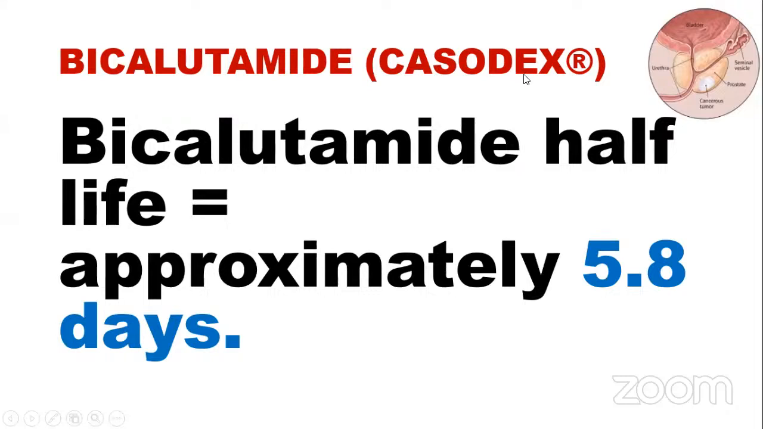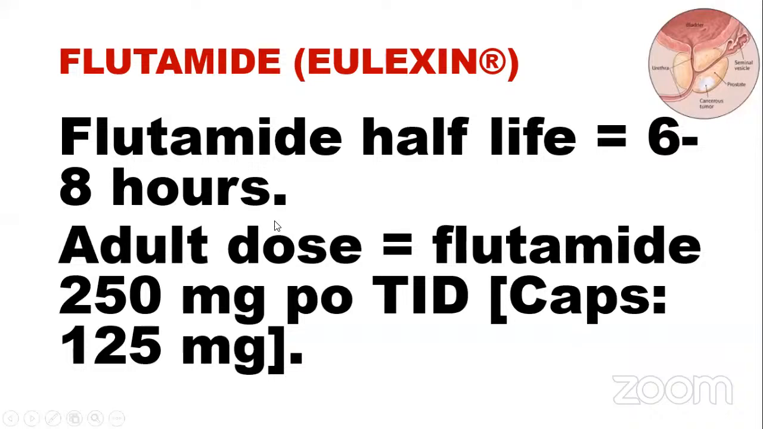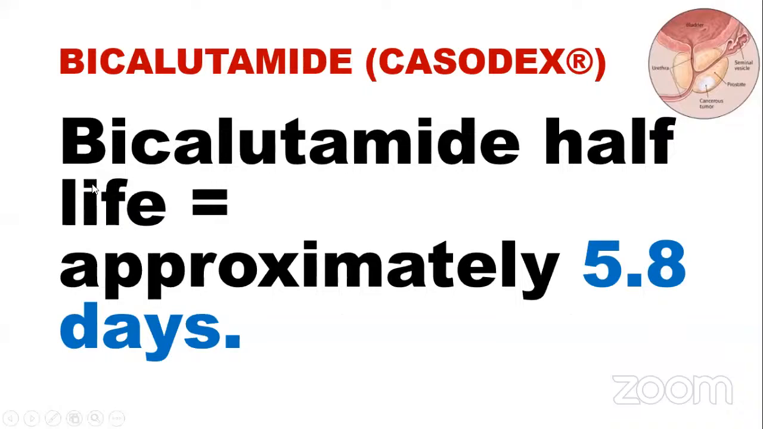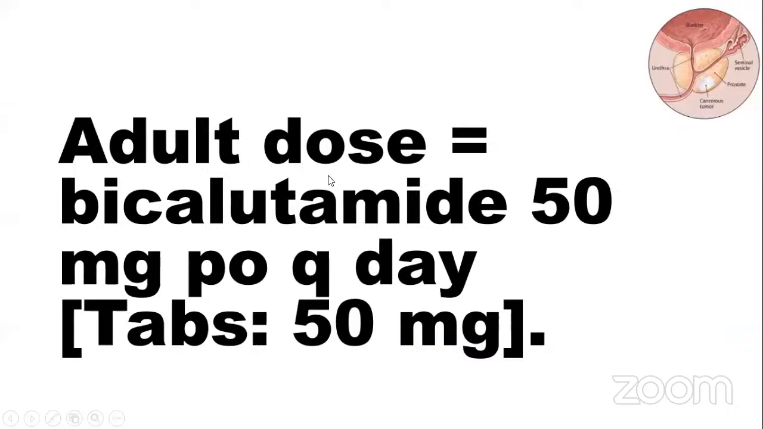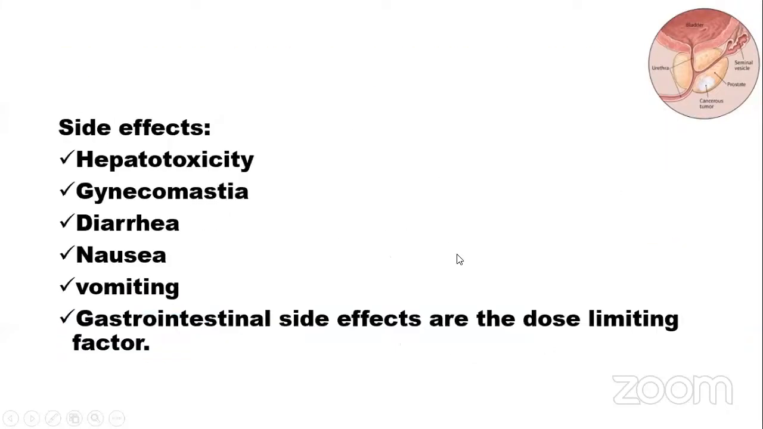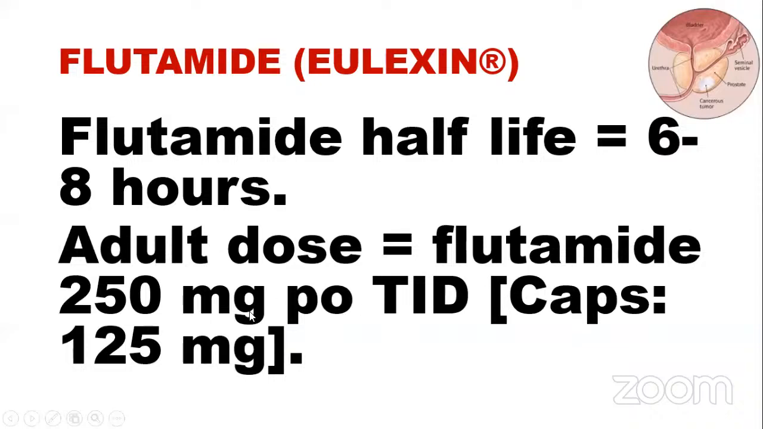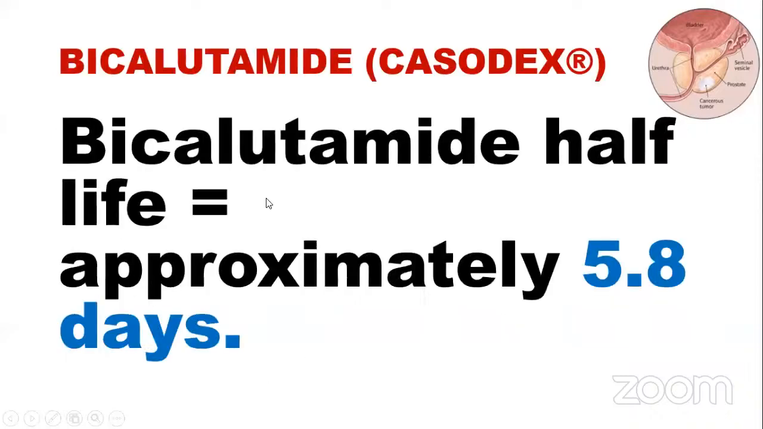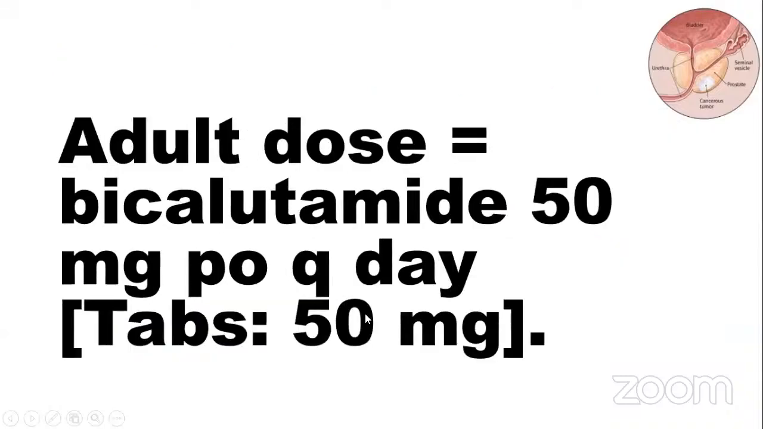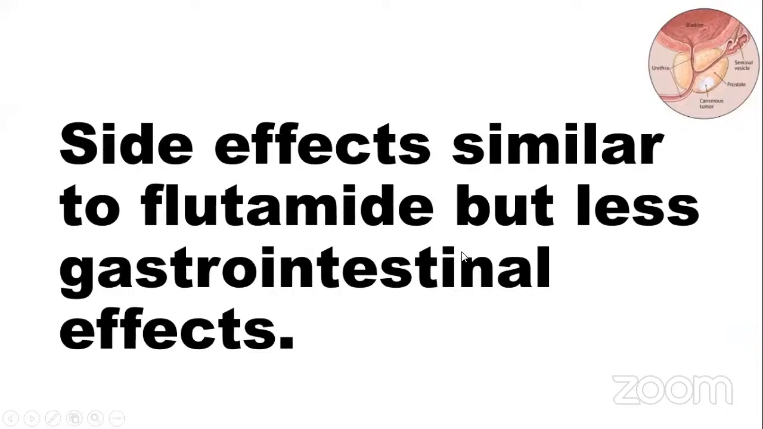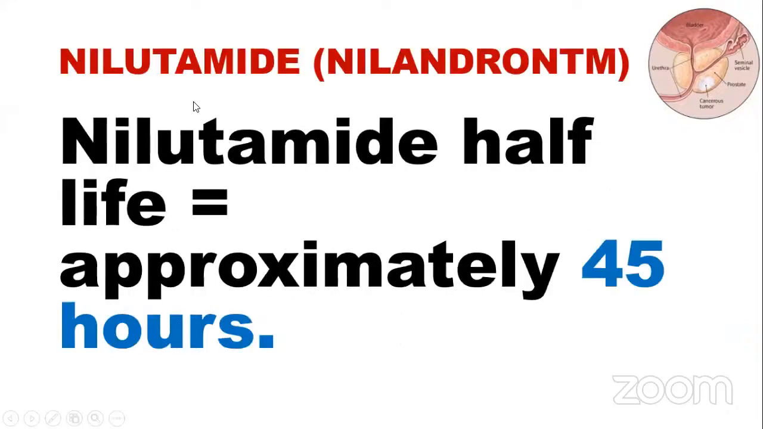Bicalutamide, Casodex. Bicalutamide half-life is approximately 5.8 days, so it has a long half-life compared with flutamide, with a half-life of only 6 hours. Bicalutamide, known as Casodex, is 50 milligram, compared with flutamide, which is 250 and 125. Side effects are similar to flutamide but with less gastrointestinal effect.